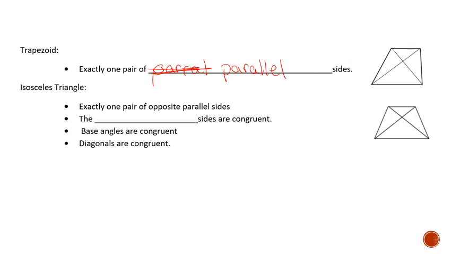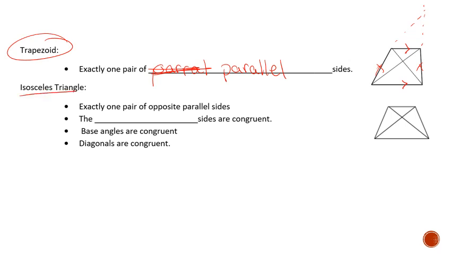That means this one and this one are not parallel because they will eventually cross if these lines continue on forever. So our exactly one pair would be this set right here. Does not mean that they're congruent if it's a trapezoid. You have to look for other specific features.